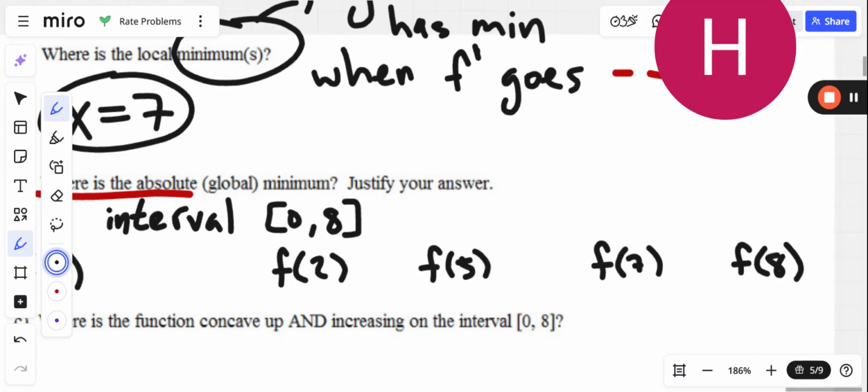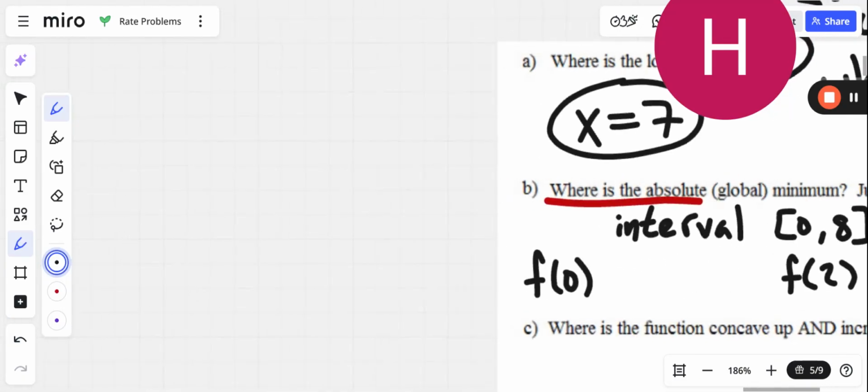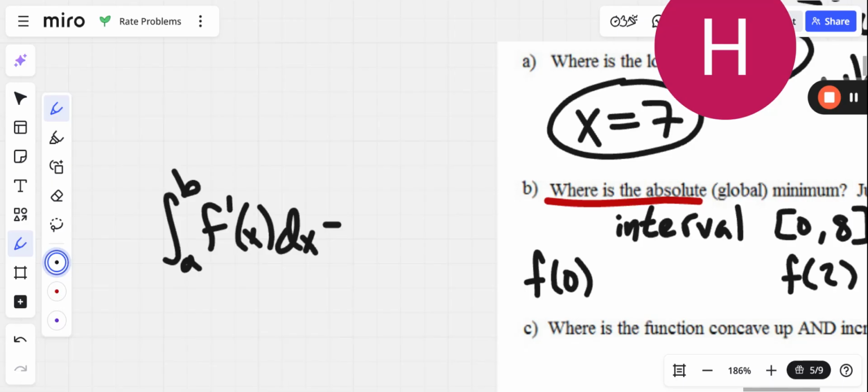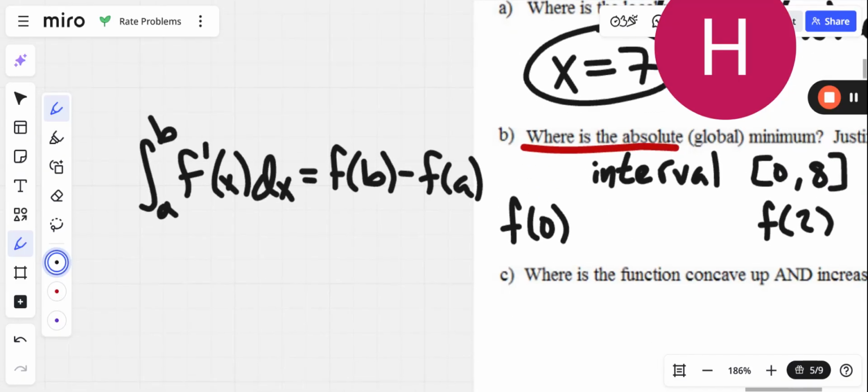Now, if we remember the fundamental theorem of calculus, we'll say that the integral from a to b of f prime is simply equal to f of b minus f of a. So therefore, we're going to have the smallest value wherever we get the fact that the integral there is smallest.